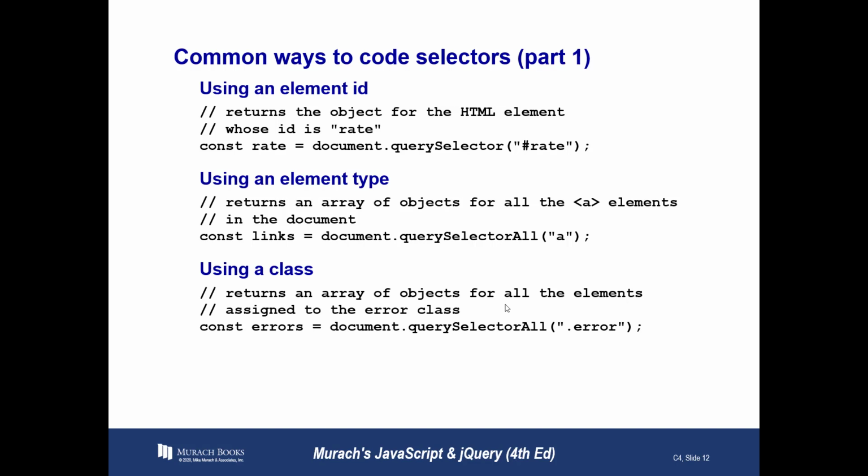Had there been multiple IDs of rate, it would find only the first one. Here, it's finding all anchor tags because it's a query selector all. If I only wanted the first anchor tag, I'd use query selector, not query selector all. And since we want to find everything, all elements with the class of error, it's again a query selector all.